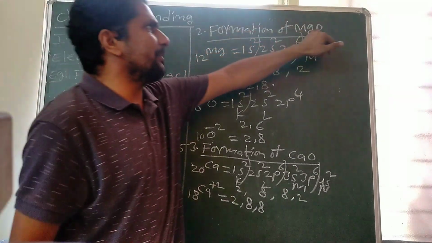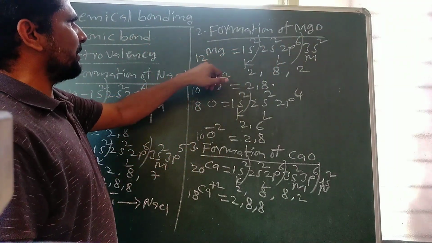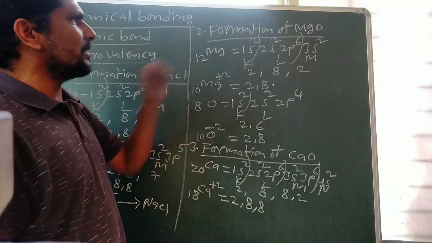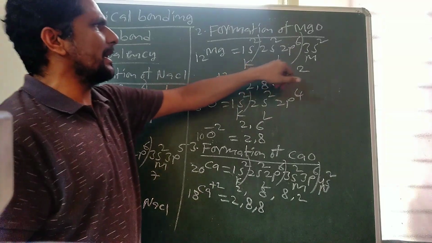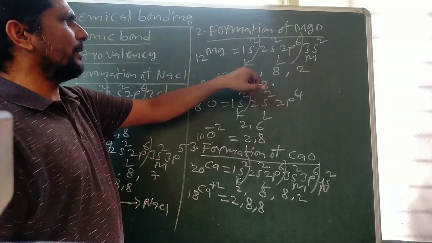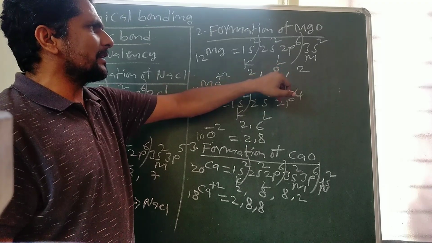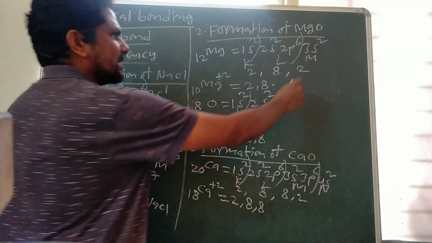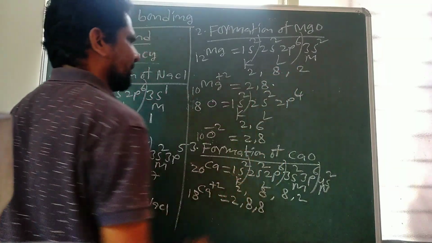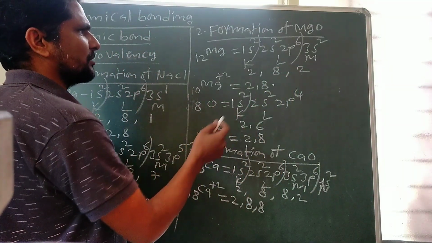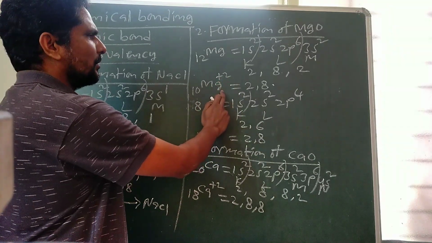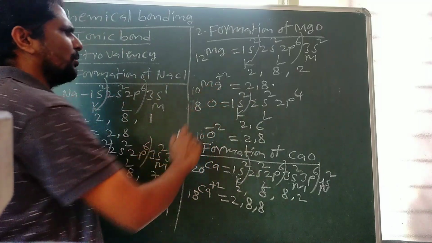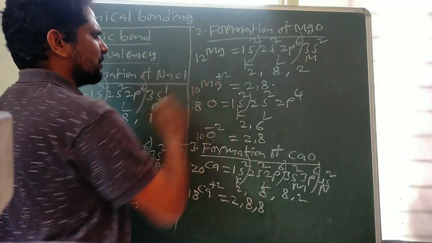Similarly, formation of magnesium oxide. Magnesium atomic number 12, electronic configuration 1s2, 2s2, 2p6, 3s2. These are divided into shells K, L and M. 2 electrons are present in the K shell, 8 electrons in the L shell and 2 electrons in the M shell. So these 2 electrons are lost to get stability. Losing of electrons gives a positive charge. 2 electrons are lost to get a plus 2. So magnesium loses 2 electrons to form the Mg plus 2 ion.